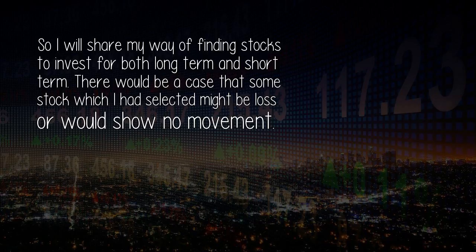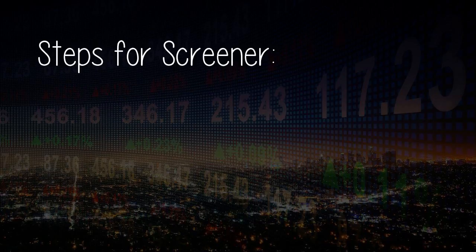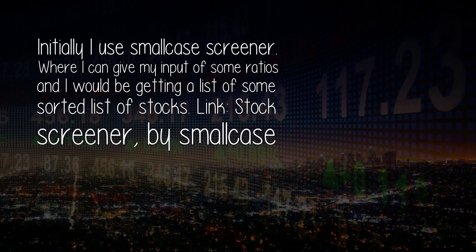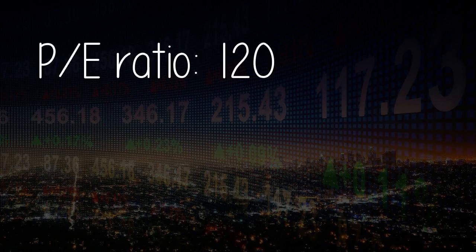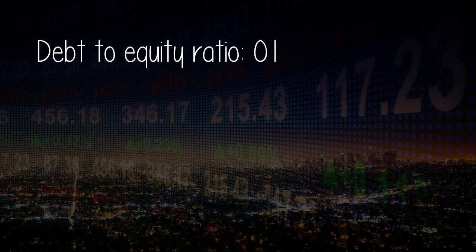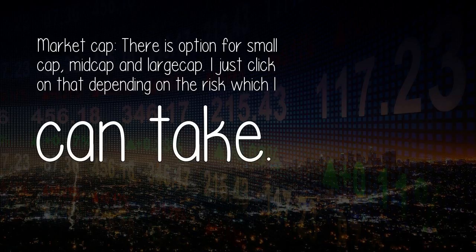There may be cases where a stock I selected might lose money or show no movement. Steps for screener: initially I use the Smallcase screener, where I can give my input of some ratios and get a sorted list of stocks. The inputs I give are as follows: P/E ratio, 120. Debt to equity ratio, 0.1. Market cap, where there is an option for small cap, mid cap and large cap. I just click on that depending on the risk I can take.